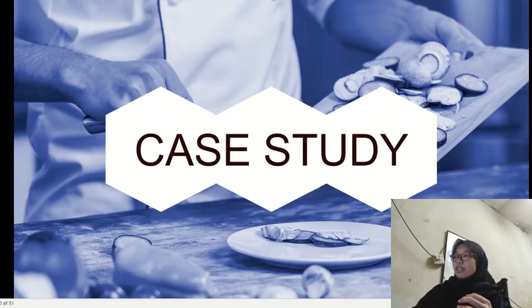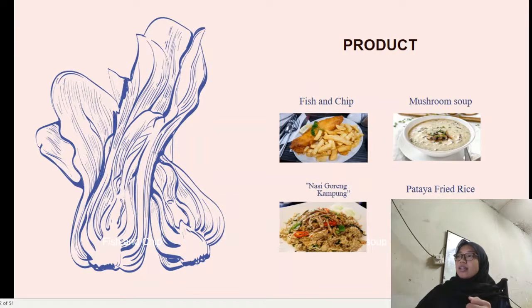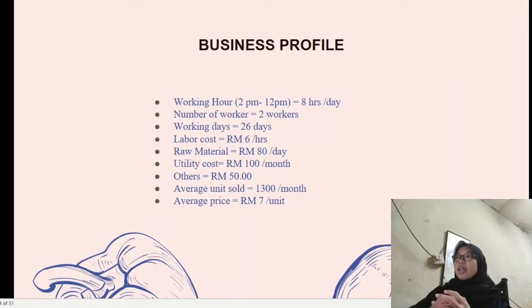Next, we move to the case study. This is the location of the Deli Foodie stall, which is located at Jalan Balik Pulau, Pulau Pinang, Malaysia. These are the several products sold at the stall: fish and chip, mushroom soup, nasi goreng kampung, pattaya fried rice. They also sold tom yum soup, curry mee, and western food. And here, this is the business profile for the Deli Foodie stall.